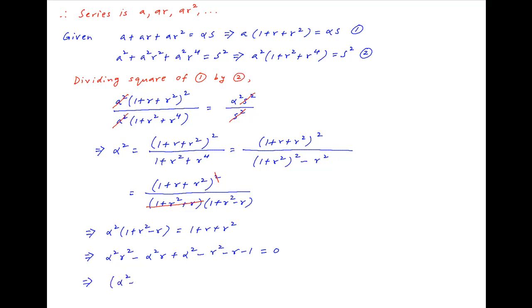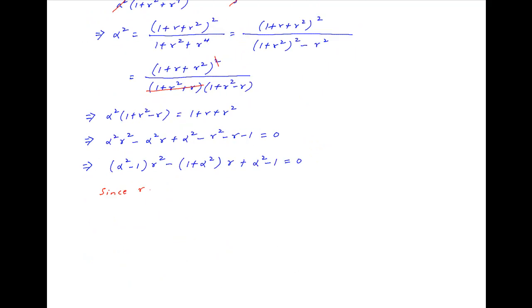Opening up the left hand side and moving all terms to the left and collecting terms with like powers of R, we get (alpha square minus 1) times R square minus (1 plus alpha square) times R plus (alpha square minus 1) is equal to 0. Now this is a quadratic in R, and since R is real, therefore the discriminant of this equation needs to be greater than equal to 0.